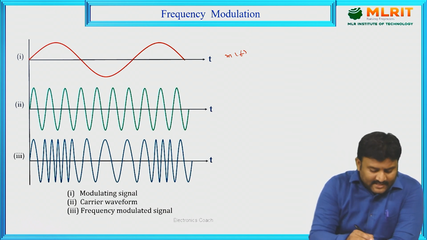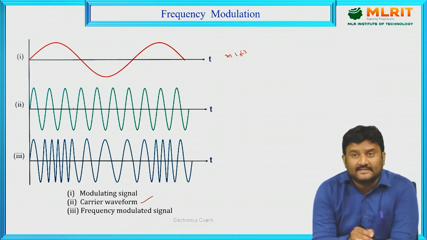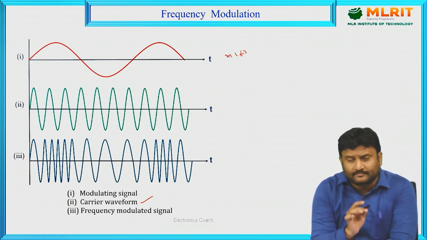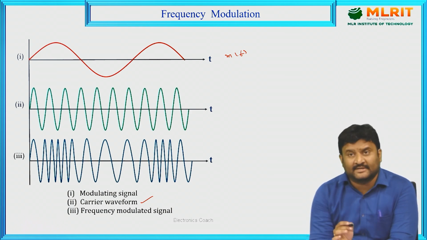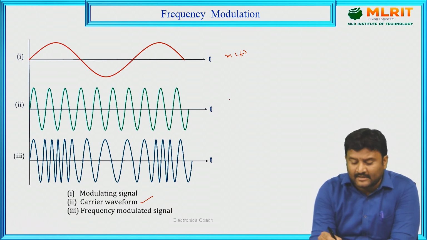Then the second one is the carrier waveform. Observe here, this is the carrier signal. It is a high frequency signal. It does not contain any information. It is just helpful for carrying the message signal information over a long distance, transmitting it to the receiver. Therefore, it is a high frequency signal. I am taking this as c(t).